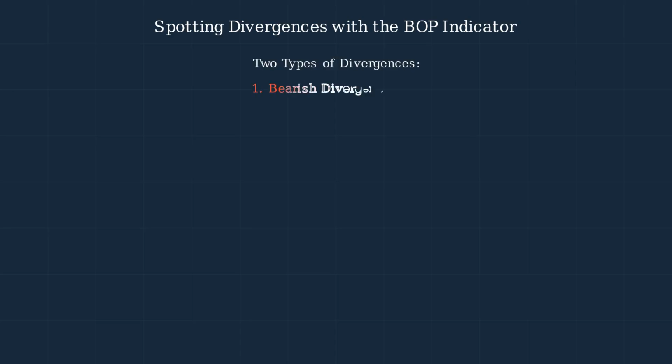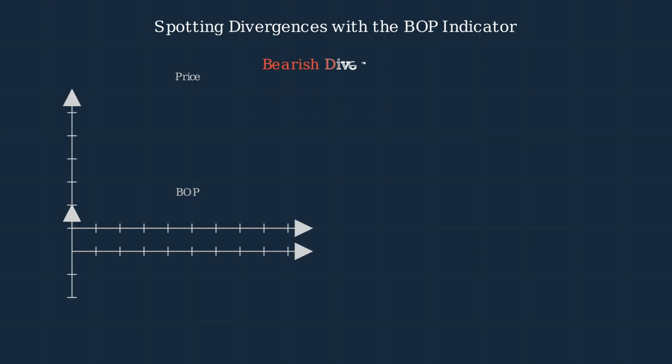There are two main types of divergences we can spot with the BOP indicator: bearish divergence and bullish divergence. Bearish divergence occurs when price makes higher highs, but the BOP indicator makes lower highs. Notice how the price continues to climb, making a higher high, while the BOP indicator fails to confirm this move, creating a lower high instead.